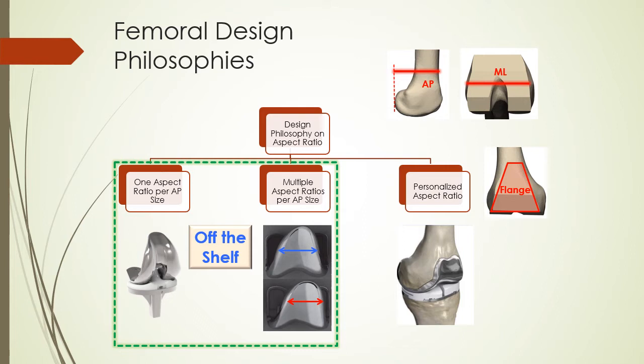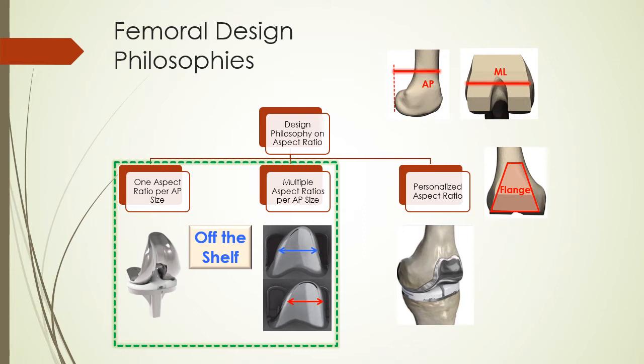So that means you have, for example, 8 sizes of femur, you have 8 AP sizes, and each component will have a single AP size, and also you only have 1 ML size to go with it. So 1 shape per AP size versus multiple aspect ratio sizes. That means, famously, we all know about standard and narrow design.